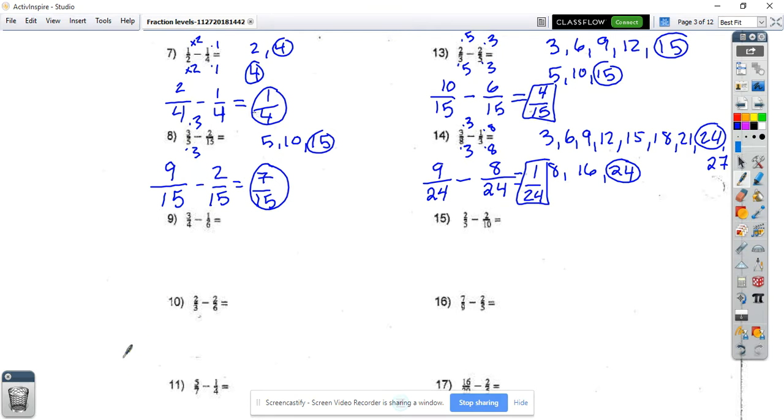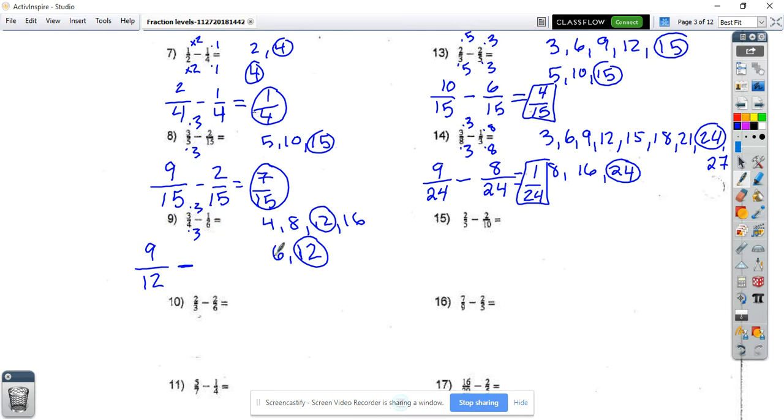Last one, number 9, we have 3/4 minus 1/6. And so I have my fourths, 4, 8, 12, 16, but I'm pretty sure 6 goes into 12. 6's, 6, 12. So that works. So 12 is my least common denominator. So my fourths, I multiply times 1, 2, 3. So this is times 3, times 3. 3 times 3 gives me 9. 4 times 3 gives me 12.